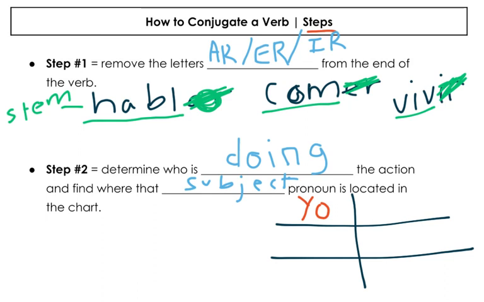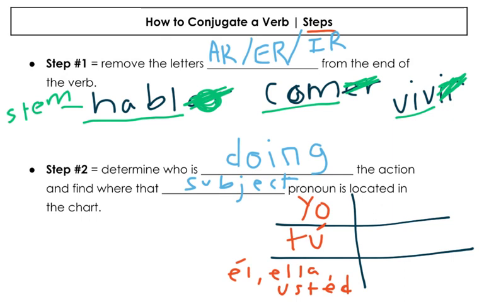And then down here we got tú, which means you, and this is the familiar you or the friendly you. You use this one when you're talking to a friend. And then down here in this other box we got él, ella, usted. So él is he, ella is she, and usted is you, formal. So you use usted when you're talking to someone that you want to show respect to.